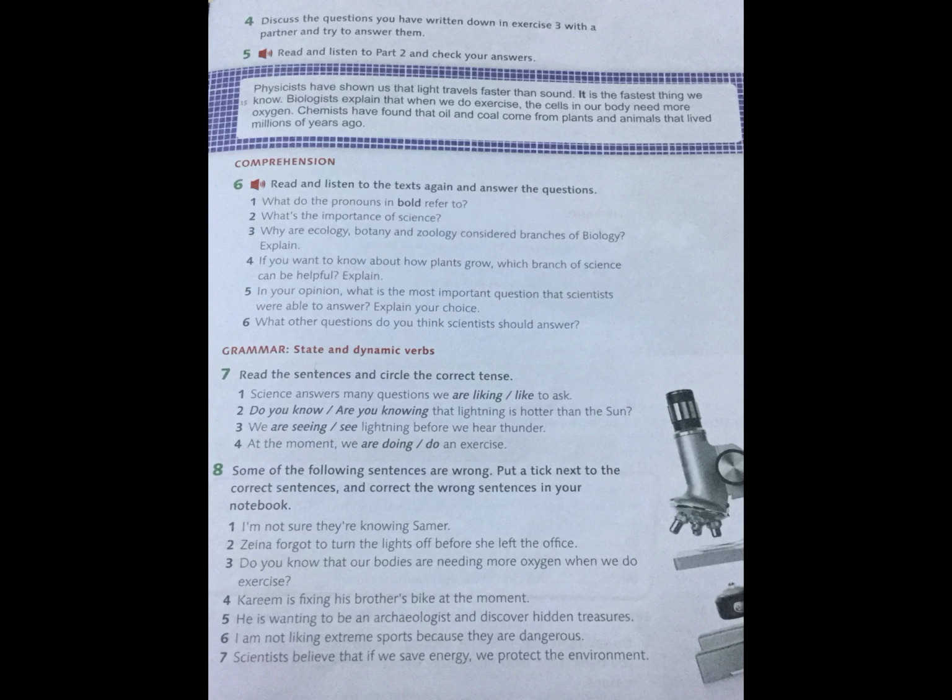Okay, let's go down to 6. Here we have, let's read this small article. Physicists have shown us that light travels faster than sound. It is the fastest thing we know. Biologists explain that when we do exercise, the cells in our body need more air. Chemists have found that oil and coal come from plants and animals that lived millions and millions of years ago.